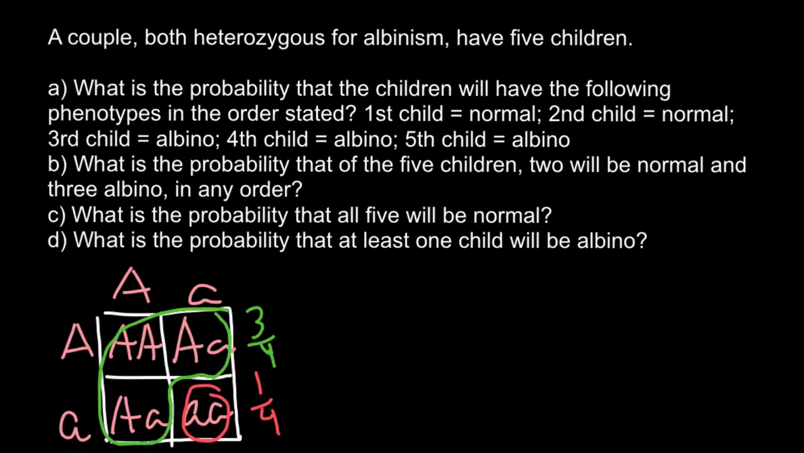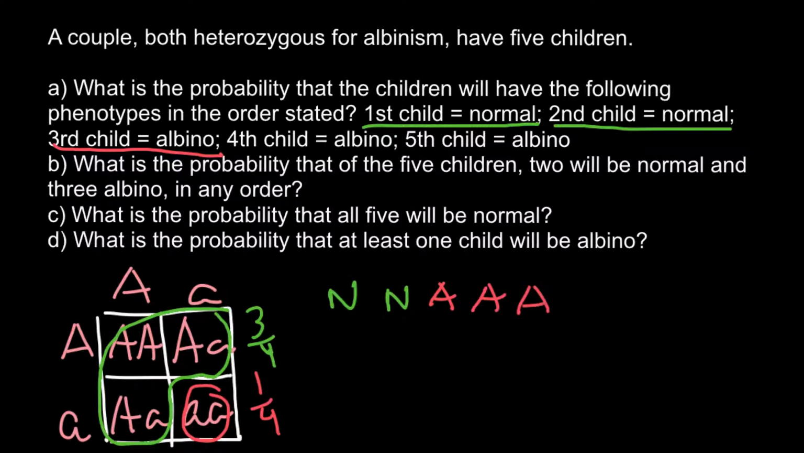So now let's find the probability. Let's take a look at our question. Basically the sequence is the following. First child normal, second child is also normal, and third child is albino, A for albino, then fourth child also albino, and the last child also albino.